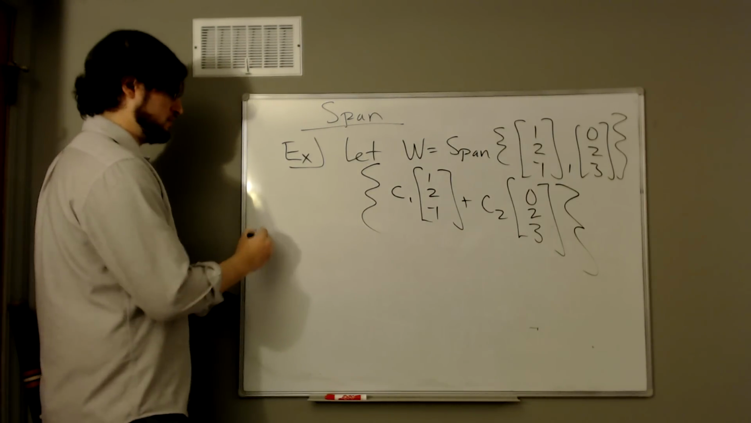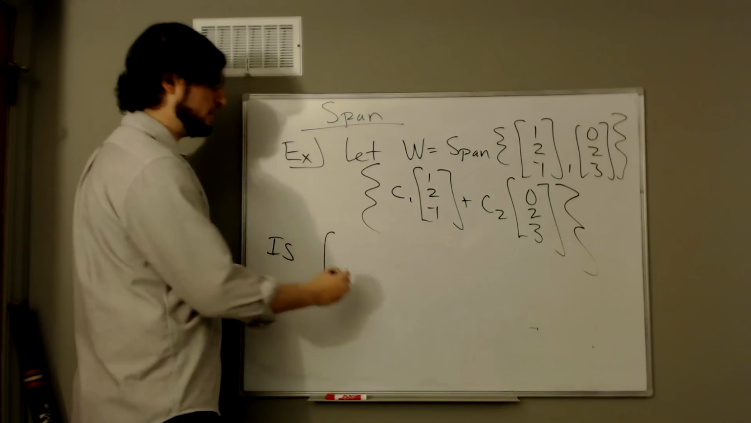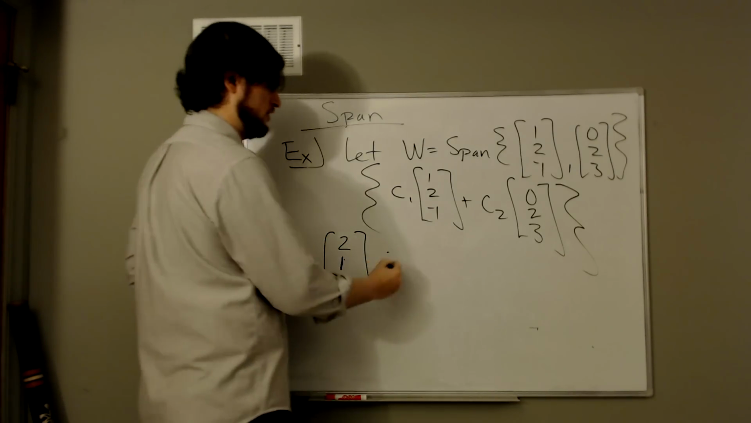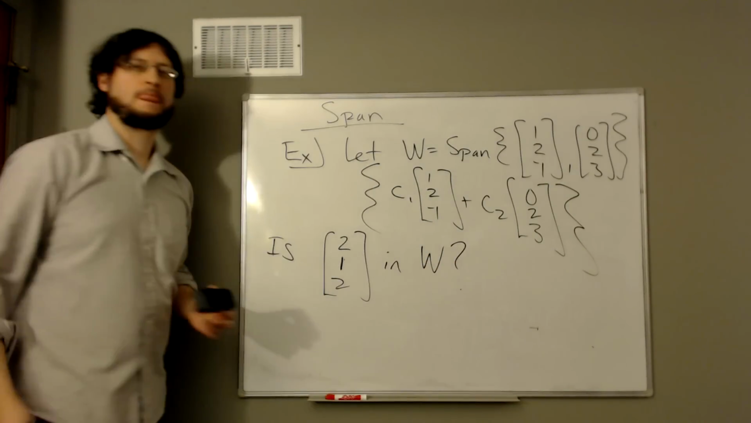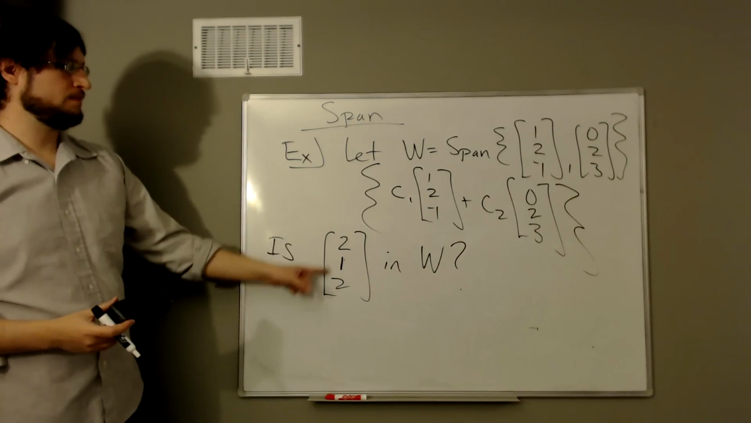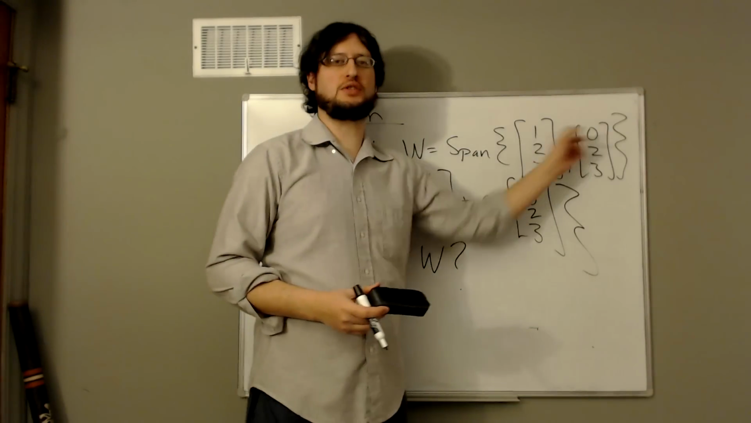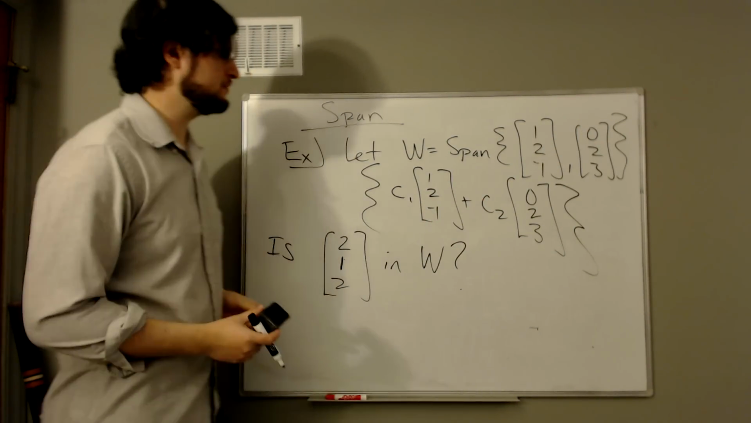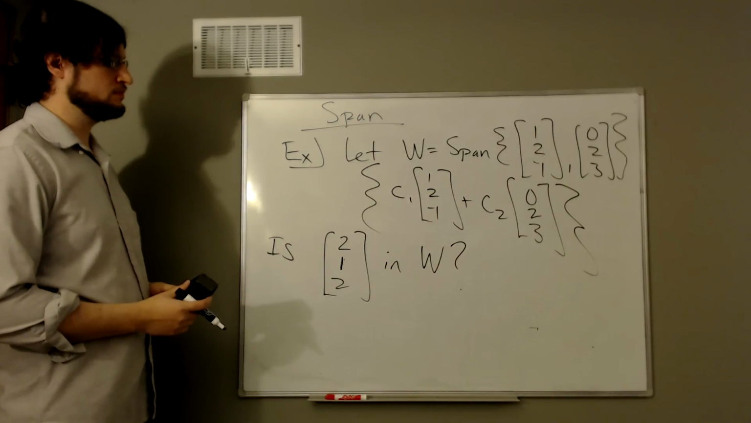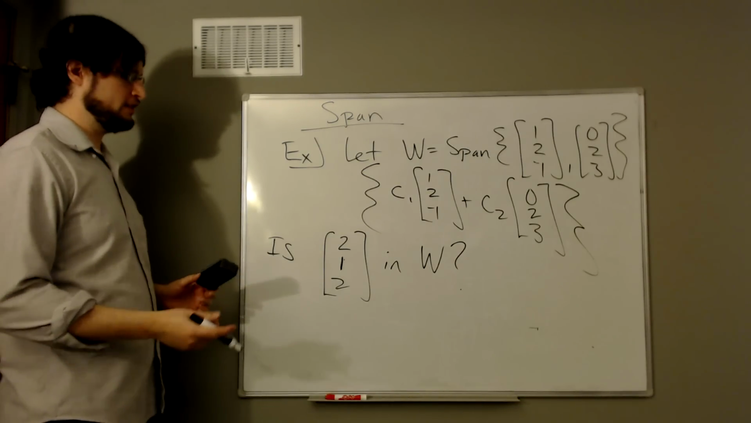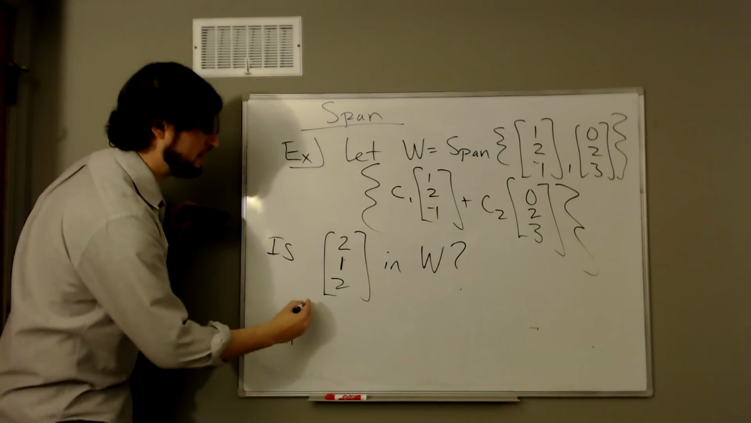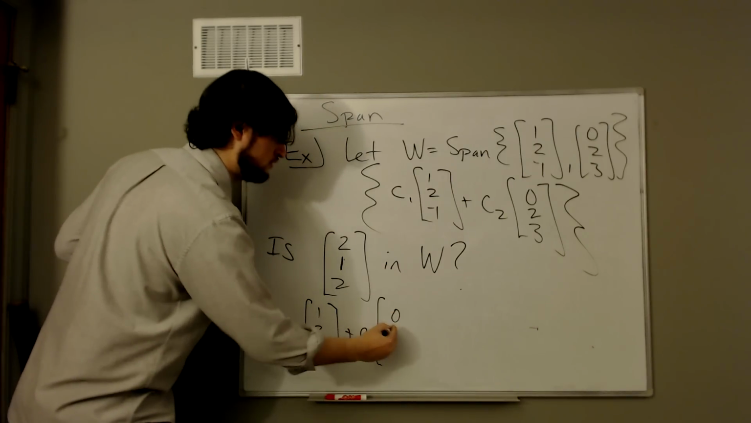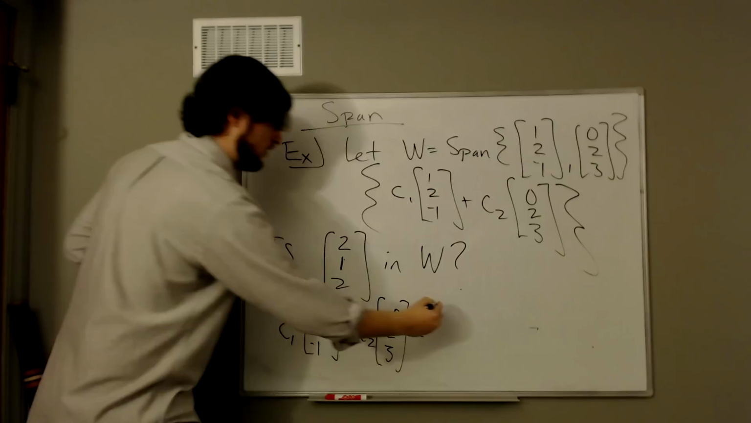We can ask a couple of questions. Here's another vector. Is this vector in W? So is this vector in the span of these two? In other words, is it a linear combination of the initial vectors? So what am I really asking? What that means is I'm saying, can we find a C1 and a C2 which solves this?